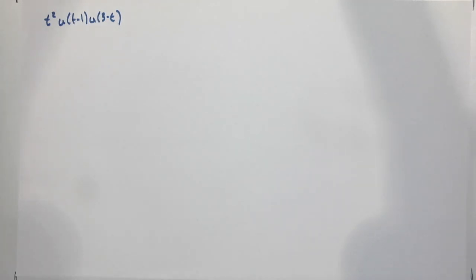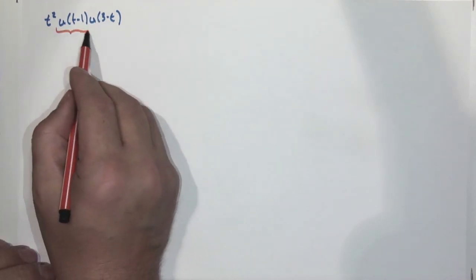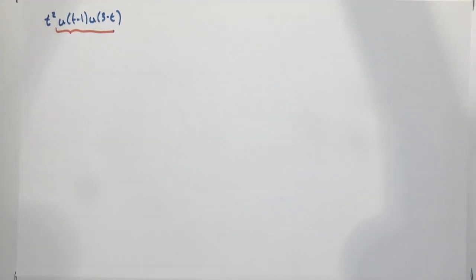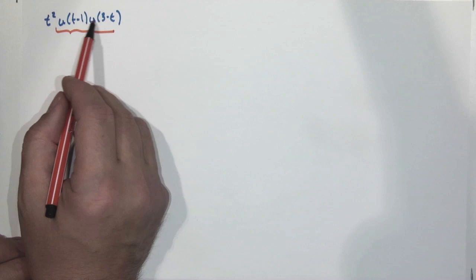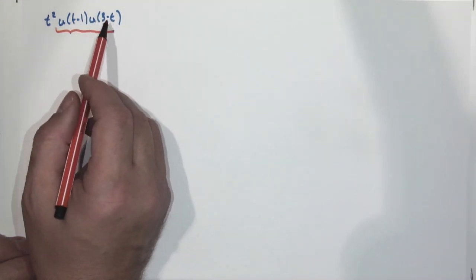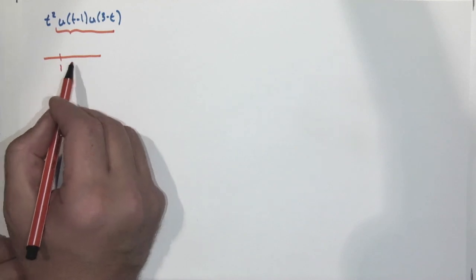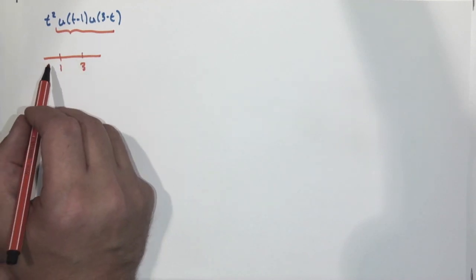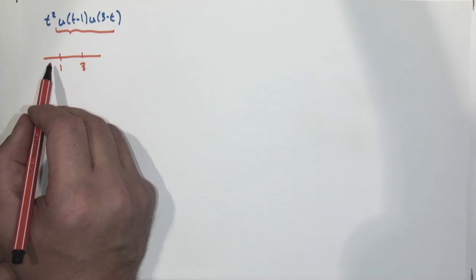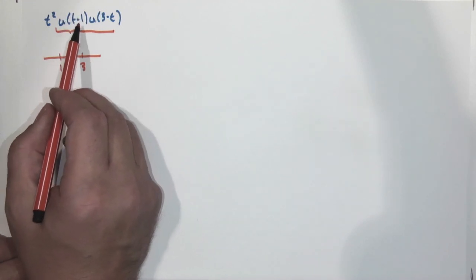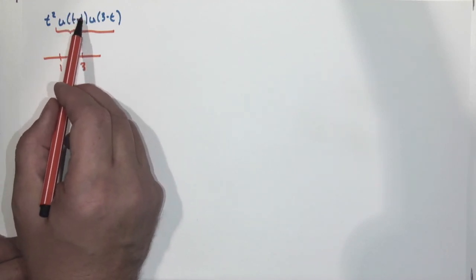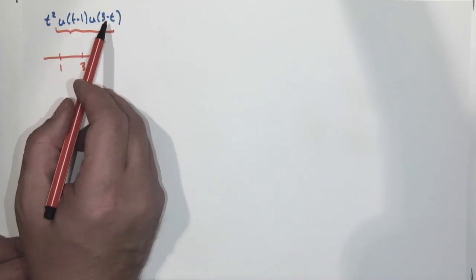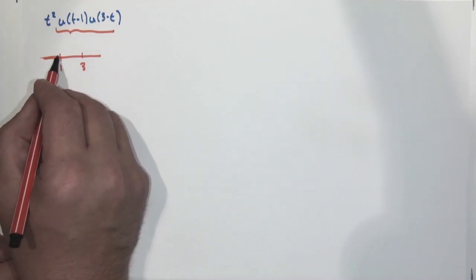All right. Let's talk about this latter part. U of t minus 1, u of 3 minus t. You have a series of on-offs connected together. And the interesting points are 1 and 3, because those are when you're flipping a switch, one way or the other. What happens before 1? Are we on or off? Off. Because if I plug in like 0, u of negative 1 is in the off position, u of 3 is in the on position, but off times on, 0 times 1 is 0. So I'm off.